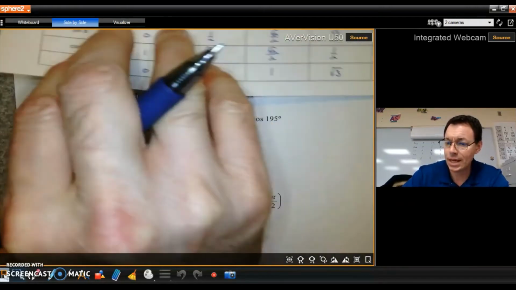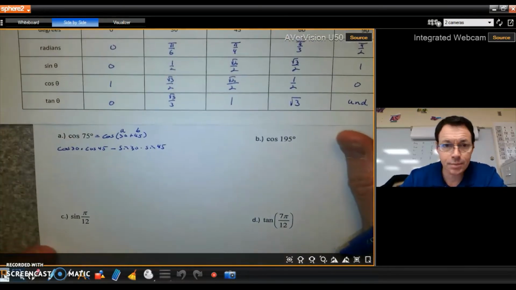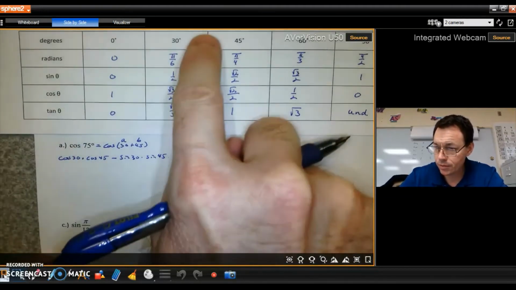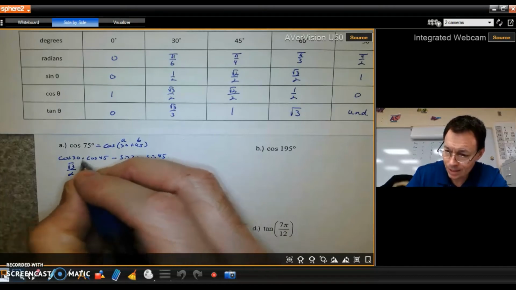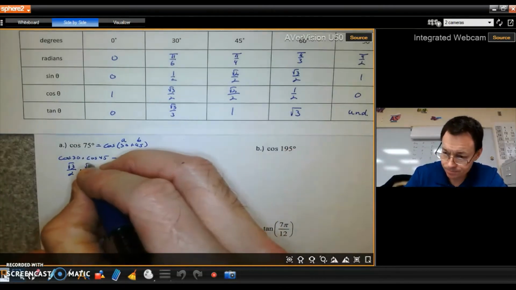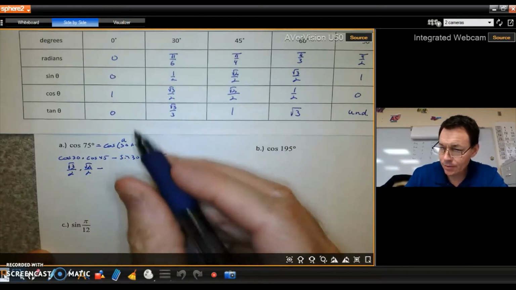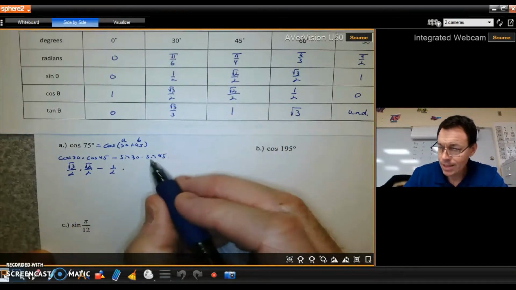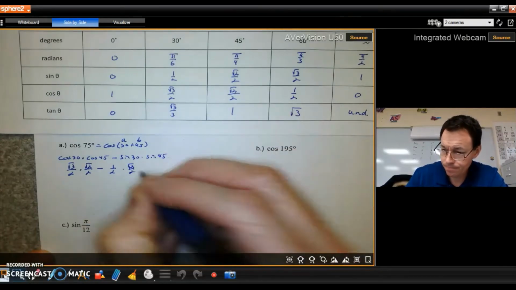All right, so now we're here. Now I just need to simplify this. Okay, what is the cosine of 30? Well, the cosine of 30 is radical 3 over 2, times, what is the cosine of 45? Well, that's radical 2 over 2. Minus sine of 30. Sine of 30 is 1/2. Sine of 45. Sine of 45 is radical 2 over 2.